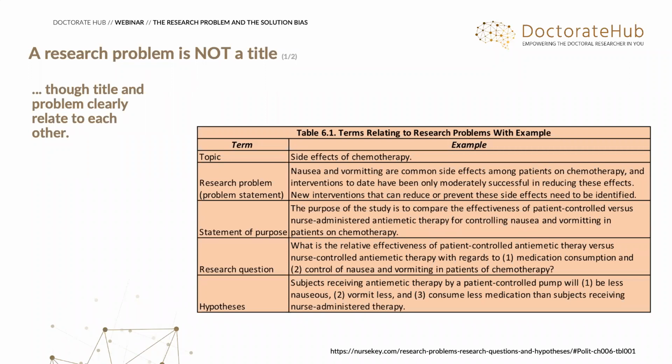Now this clearly shows an issue, and it might be a well-placed title, but it's not a problem statement as such. A problem statement that relates to that is presented below. Nausea and vomiting are common side effects among patients on chemotherapy, and interventions to date have been only moderately successful in reducing these effects. New interventions that can reduce or prevent these side effects need to be identified. So the problem is clearly shown, and it relates clearly to the title.